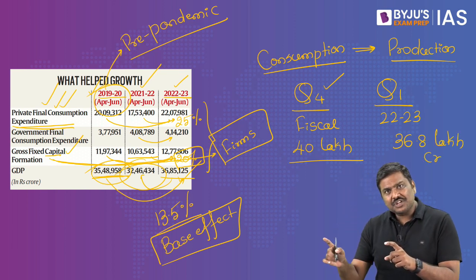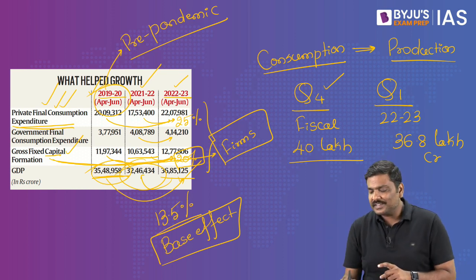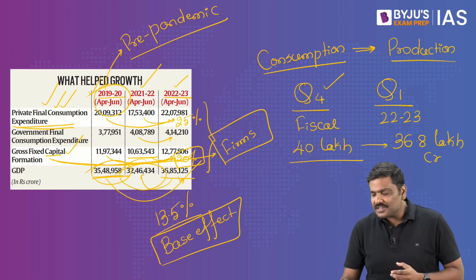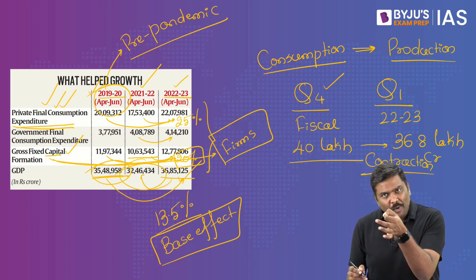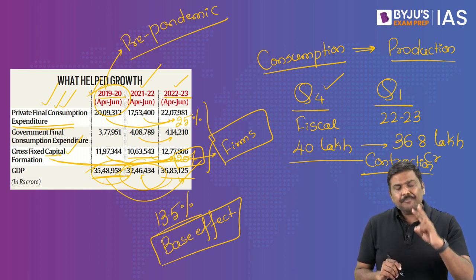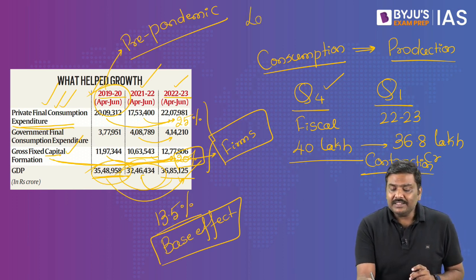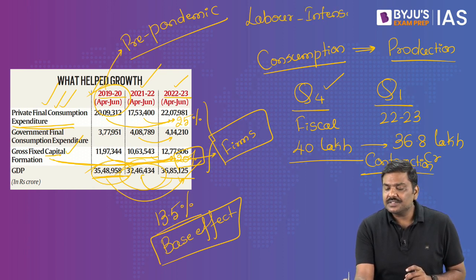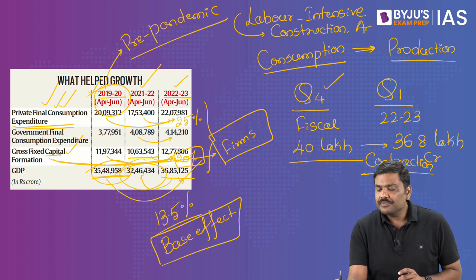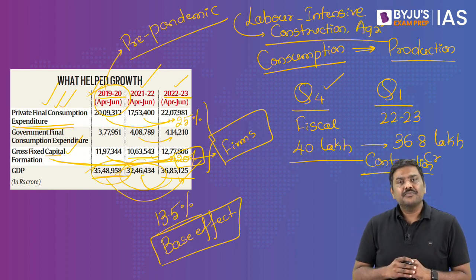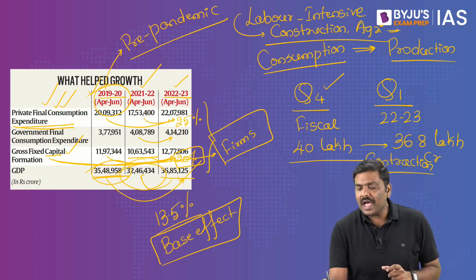So if you make a comparison sequentially, quarter-wise like this, the GDP has not increased, rather there has been a contraction in the GDP. That is one point of concern here. Second point of concern is the labor-intensive sectors. Remember this. The labor-intensive sectors such as construction, agriculture sector, etc. The labor-intensive sectors also have experienced a contraction.